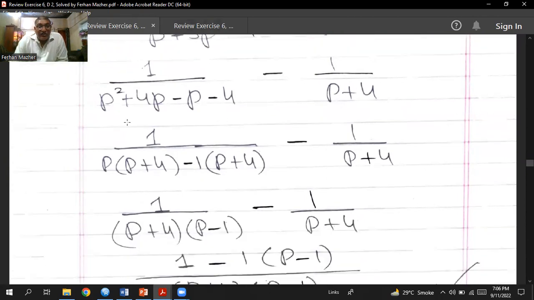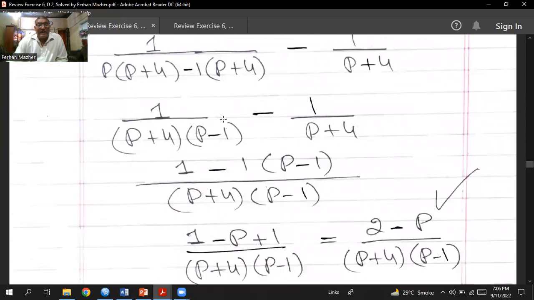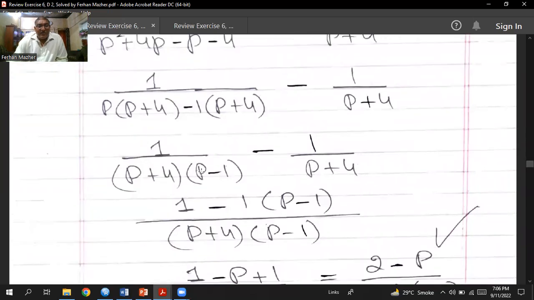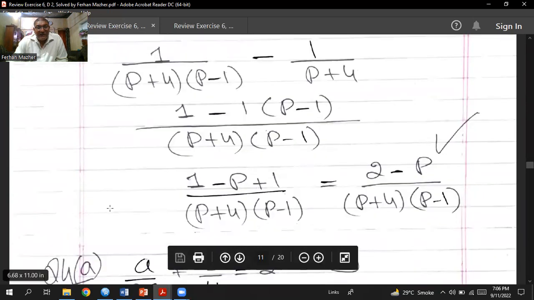So from the first two terms, p is common, and you are left in the bracket with p plus 4. And from the last two terms, you can see that minus 1 is common. So in the bracket, you are left with p plus 4. So that p plus 4 bracket is common. So in the other bracket, you will have p minus 1 by p plus 4. So the LCM will be p plus 4 in one bracket and p minus 1 in the other bracket.